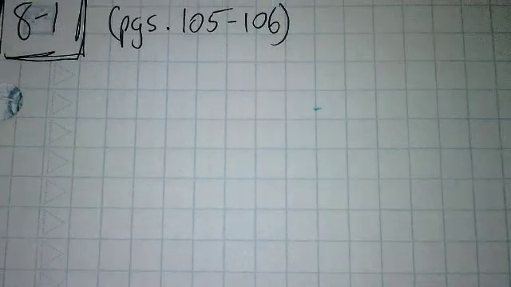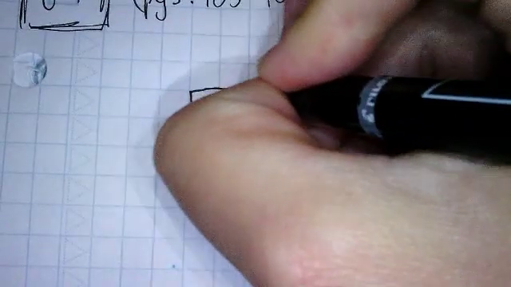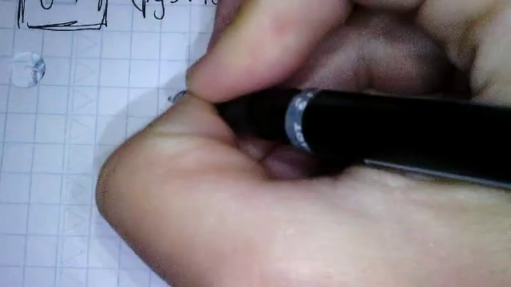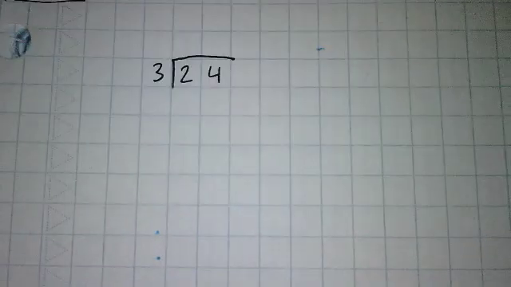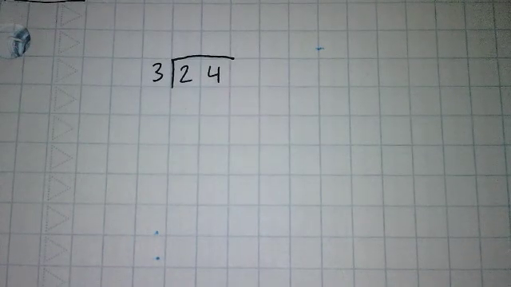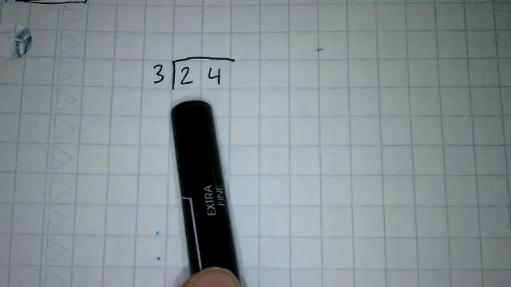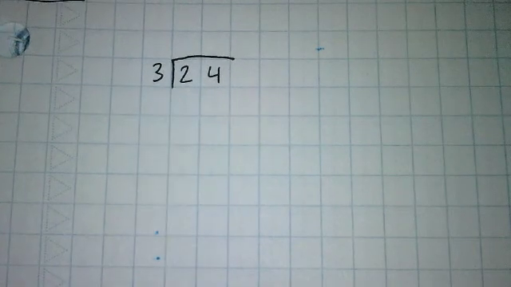There are 2 things you need to know. Well, let's start with the first, actually. Let's just go one thing at a time. So we're going to start here with this. This is our first problem we're going to do together. Now, we read this as 24 divided by 3.